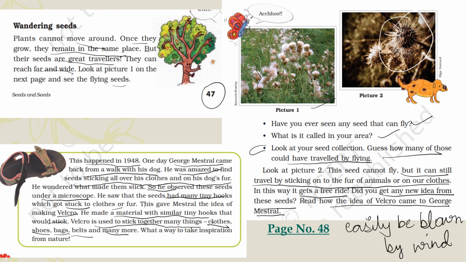With the help of the seeds and their tiny hooks, George Mestral came up with this idea of making a material that could stick like the seeds stuck to the clothes and the fur. So that's how he got inspiration from nature, and that's how the Velcro was made.